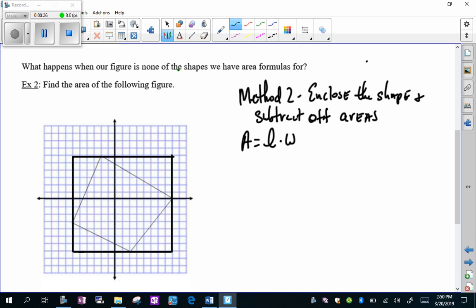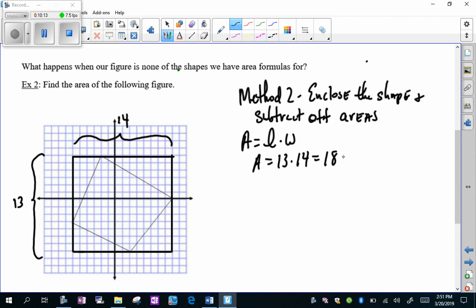All right, so what I can do is come up with the different measurements for each side. On this side, if I measure that, that's going to be 13. And then if I measure the top side, that's going to be 14. Okay, so I know that the area equals 13 times 14. So that's 182 units squared, or square units.